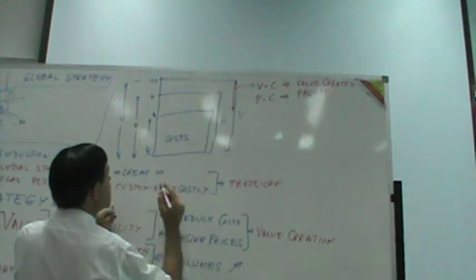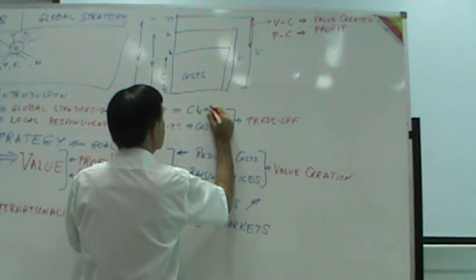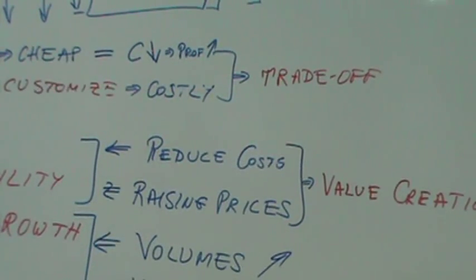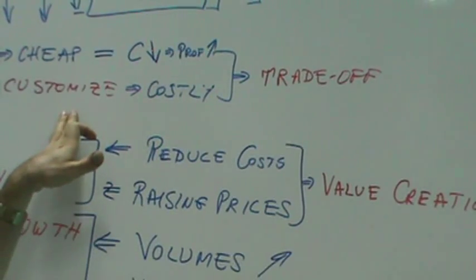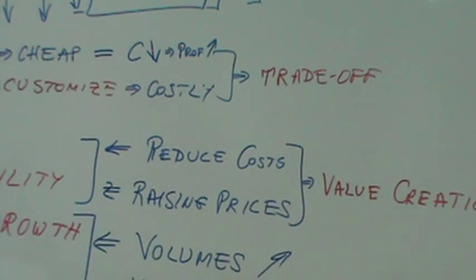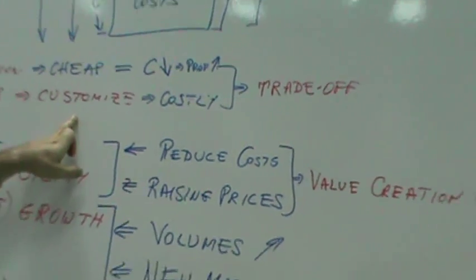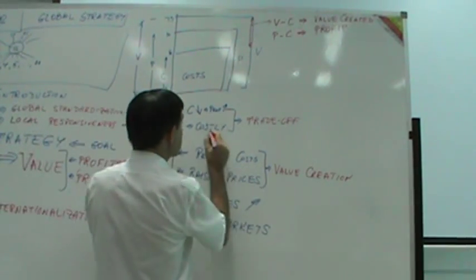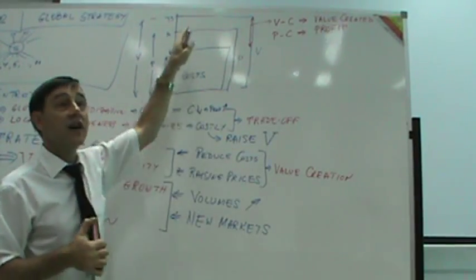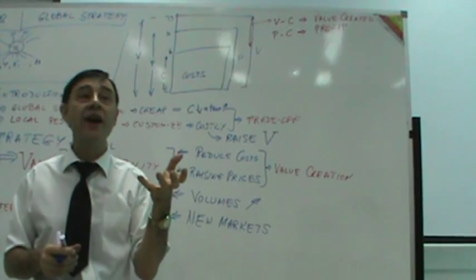Okay? So, global standardization makes the product relatively cheap. A different way of saying it is that it is driving costs lower and profit higher, okay? So, that's what global standardization is doing. Now, local responsiveness, as I said, a BMW with a big radiator has little value in Germany, but a lot of value in hot Arab countries. So local responsiveness and customization is costly, but this costliness will raise the value of the product, okay?